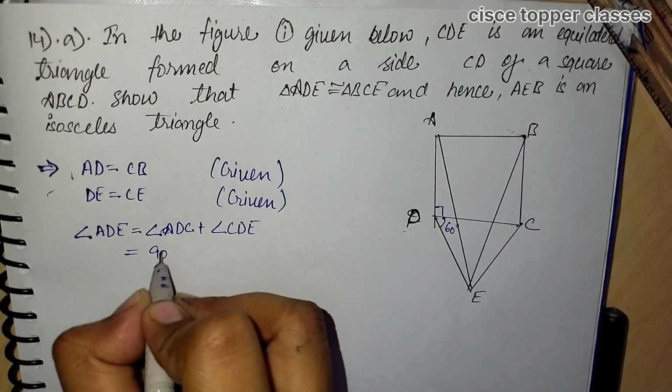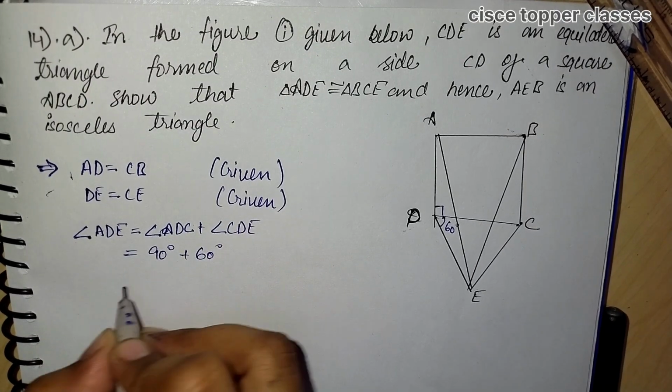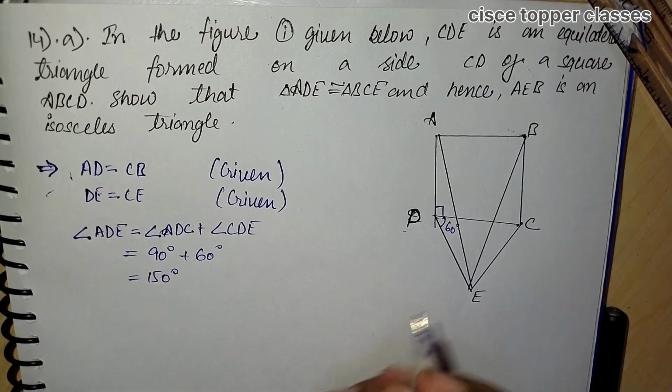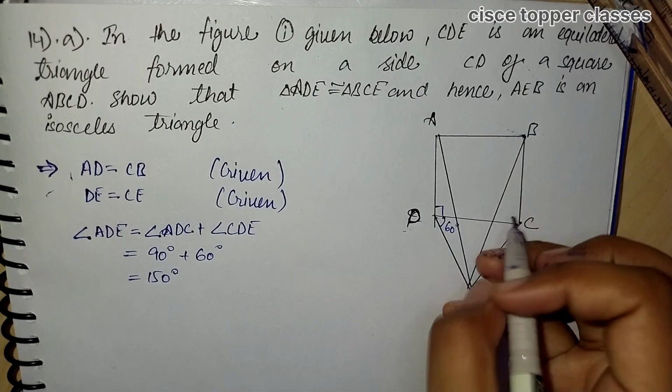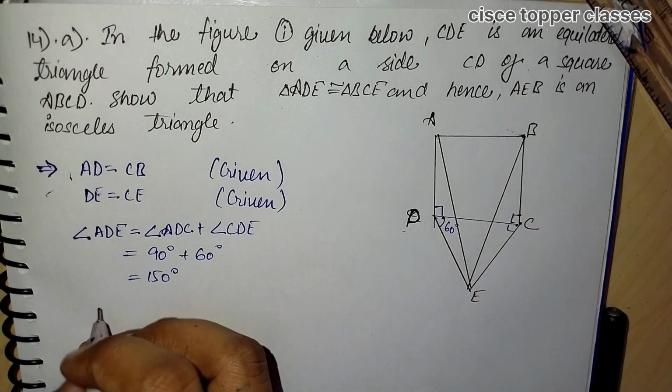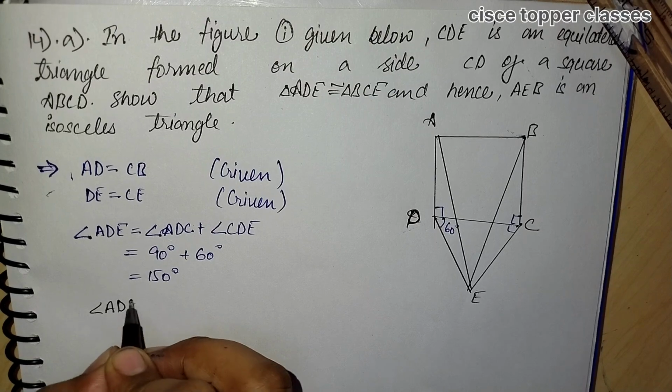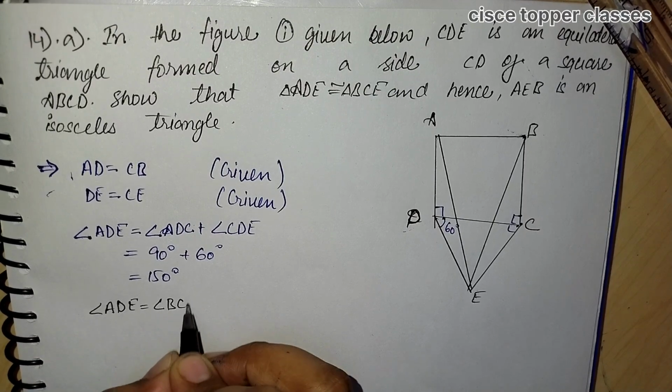So this will be 90 degree here plus 60 degree. So adding this we will get 150 degree here. So here only, this is also the same thing. Here also this is 90, this is 60. From here we can prove that angle ADE is equal to angle BCE.